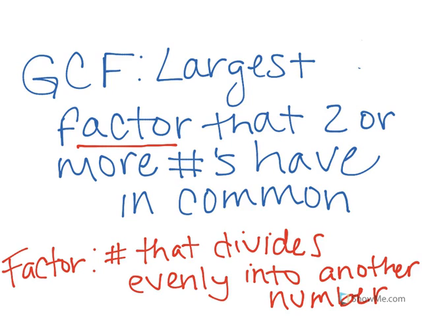So a couple vocabulary terms that we need to understand: the greatest common factor means the largest factor that two or more numbers have in common. So whenever you see that word greatest common factor, you want to think of what's the largest factor that two or more numbers have in common. And that term factor means the number that divides evenly into another number.